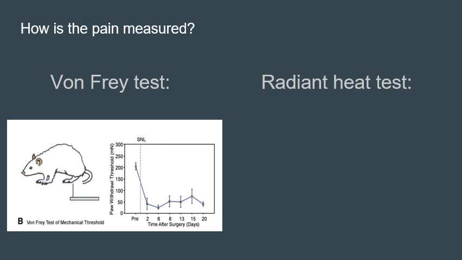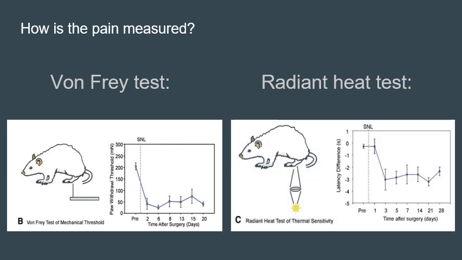In the radiant heat test, a heat source is focused onto the plantar surface of the foot, and the reaction time for paw withdrawal is measured. The difference in reaction time between the 2 back paws is measured. After nerve injury, the withdrawal time in rats was significantly reduced.